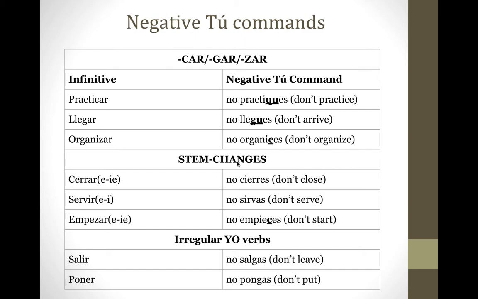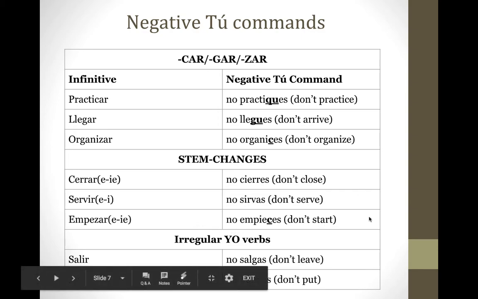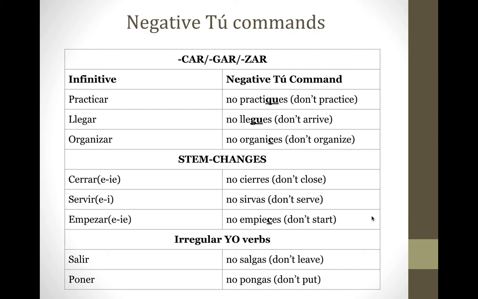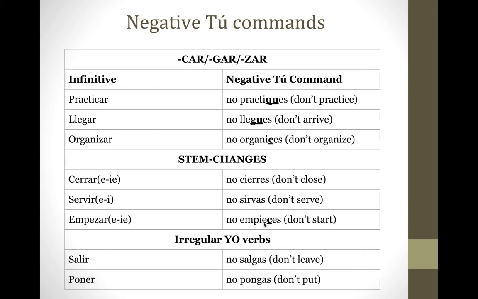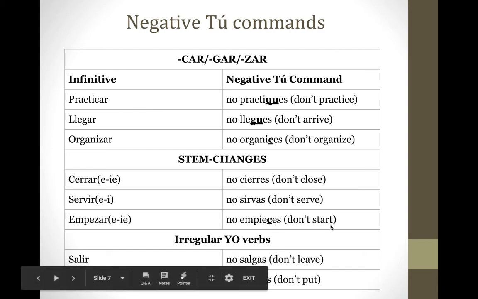Commonly, I get the question of, Mrs. Thompson, are there stem changes with commands? Well, yeah, when you think about it, what is step 1 of forming a negative command? You go to the yo form, present tense, and there will absolutely be a stem change there. So, again, not irregular, just something to consider. So, don't close is no cierres. Don't serve, no sirvas. And don't start, no empieces. Hopefully you noticed empezar here is a zar verb. So yes, it has a stem change because the yo form of empezar is empiezo, but it also had a spelling change to preserve pronunciation.